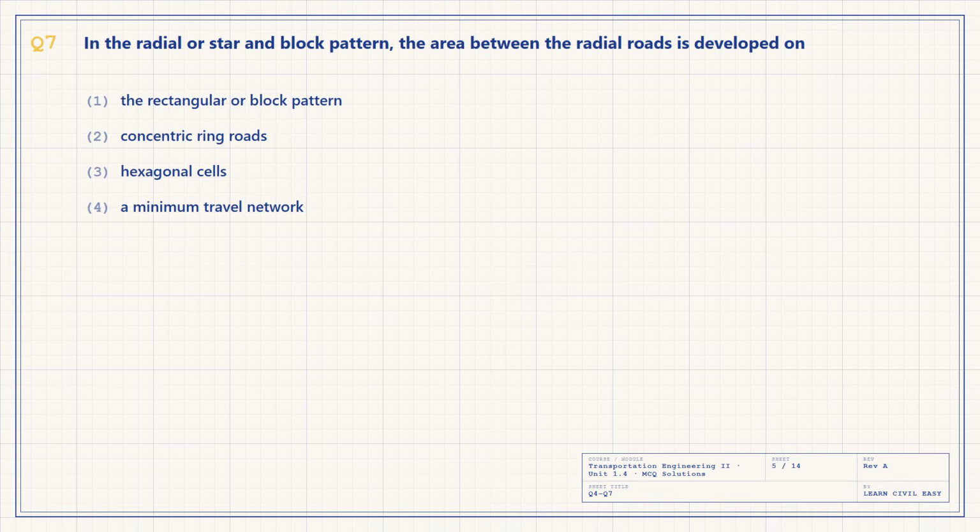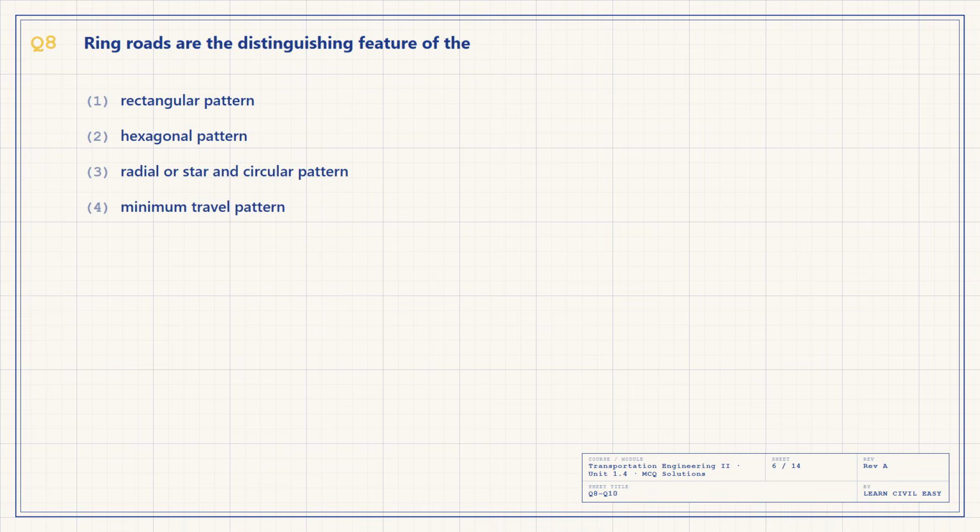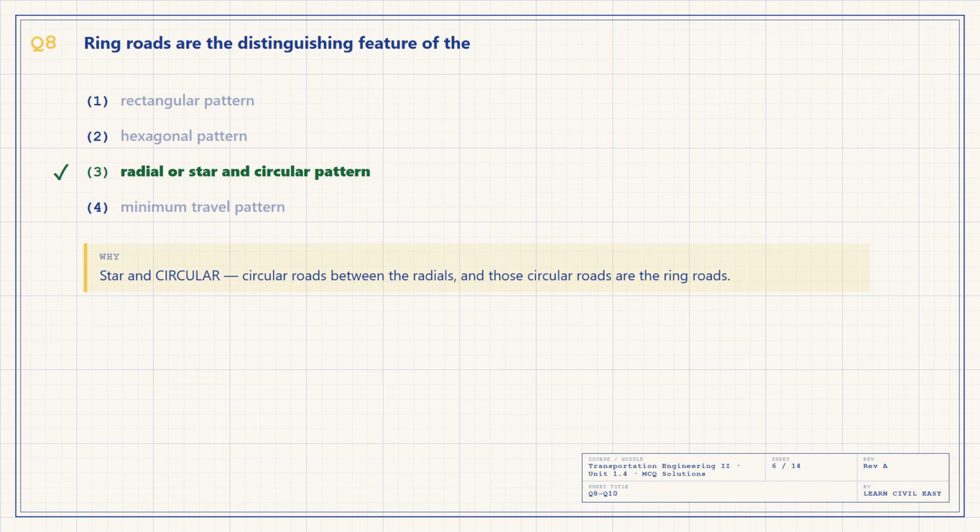Question 7. In the radial or star and block pattern, the area between the radial roads is developed on option 1, the rectangular or block pattern. The name tells you star and block. Question 8. Ring roads are the distinguishing feature of option 3, the radial or star and circular pattern. Same logic as question 7. Star and circular means circular roads between the radials and those circular roads are the ring roads.